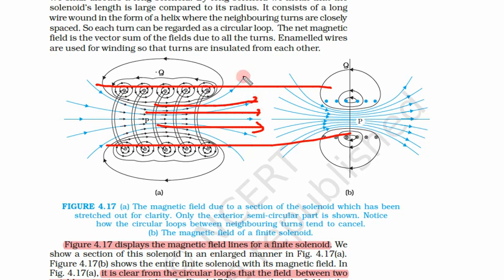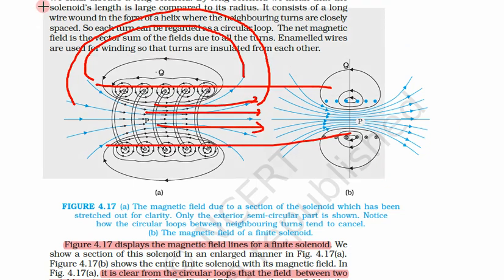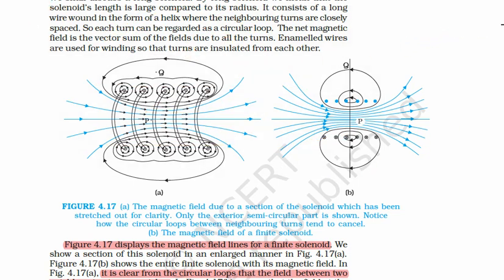But if you see here, these loops are getting bigger and bigger. So if length is increasing, the field outside is going down and down, which means the field outside is almost 0, and the inside field is becoming parallel if the length is very large.